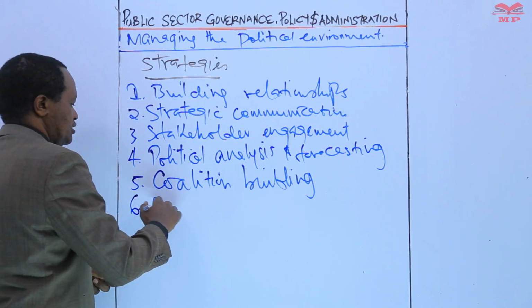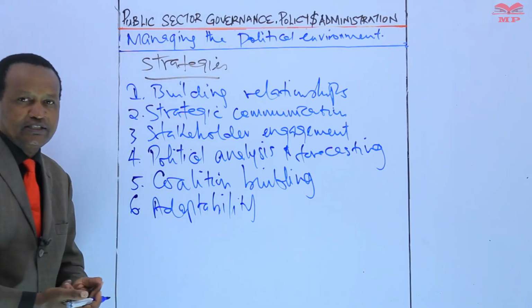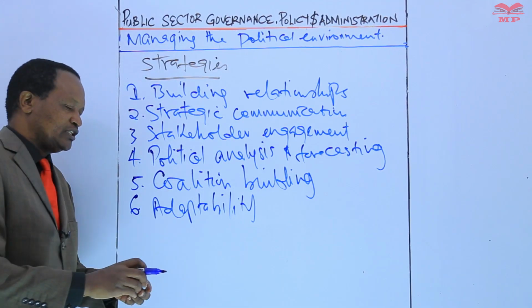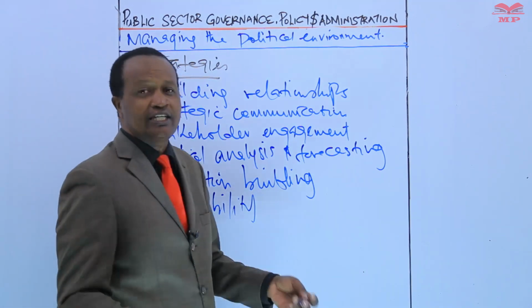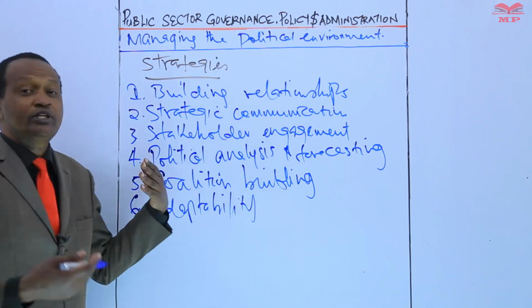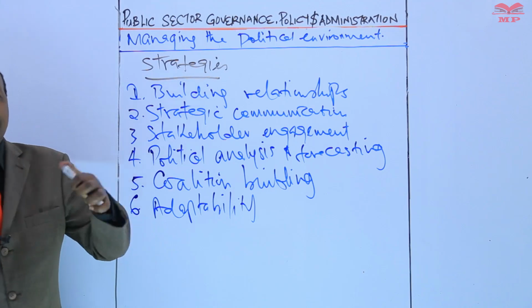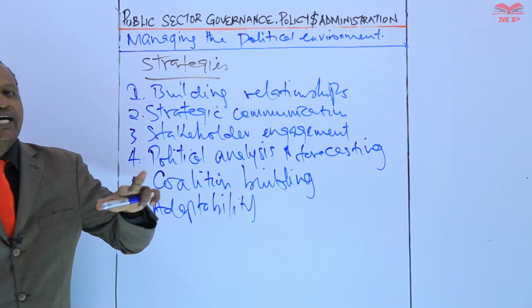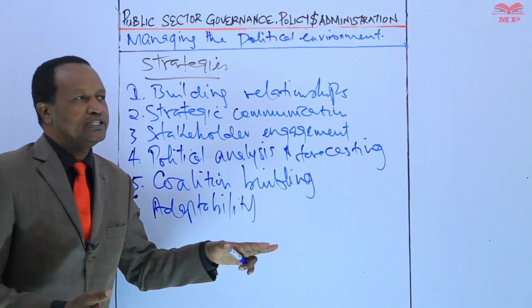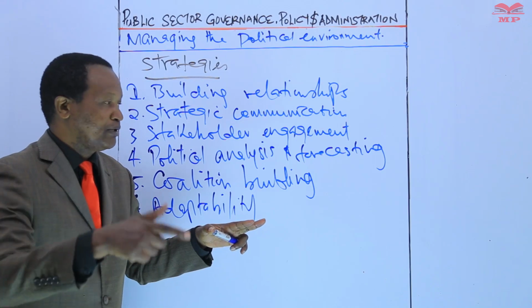Number 6, adaptability and flexibility. The political environment, we know, candidates, is constantly changing, just like any other thing. Nothing remains constant, including the political environment. It keeps on evolving. And public administrators must be adaptable and flexible. And this adaptability and flexibility is required in the approach that is taken by public administrators.